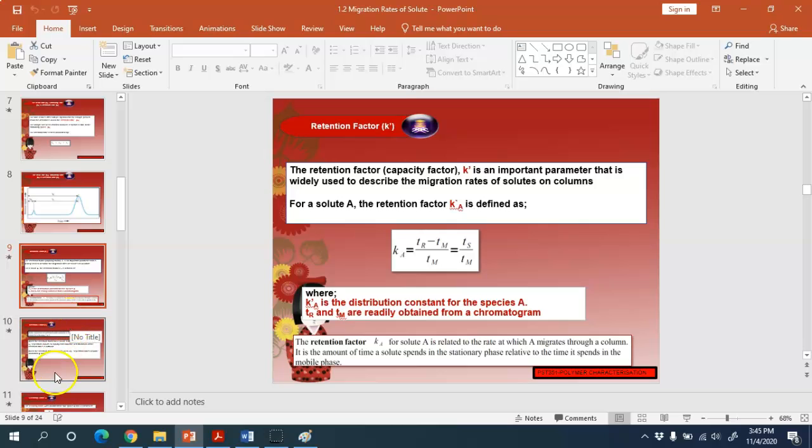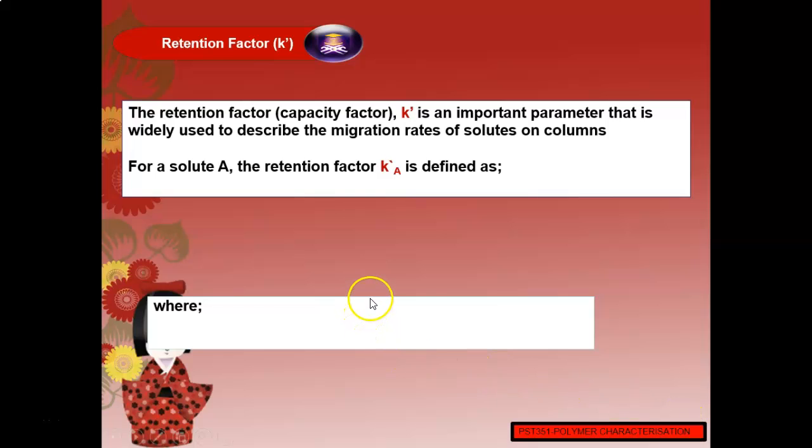Retention factor. The retention factor is denoted by k prime. The other name for retention factor is the capacity factor. It is an important parameter that is widely used to describe the migration rate of solutes on columns. For a solute A, the retention factor k prime A is defined as the retention time minus the dead time, divided by the dead time, or you can directly use ts over tm.